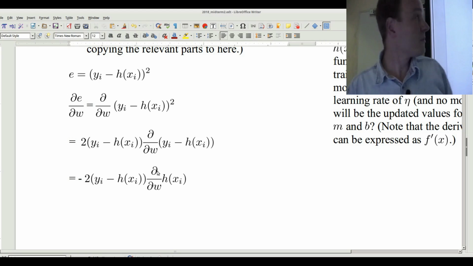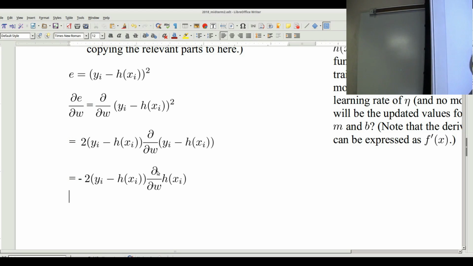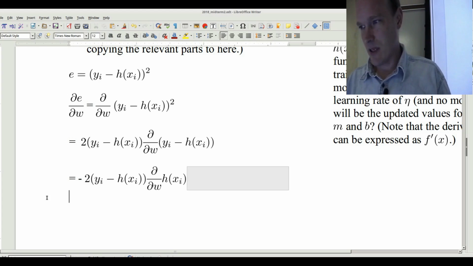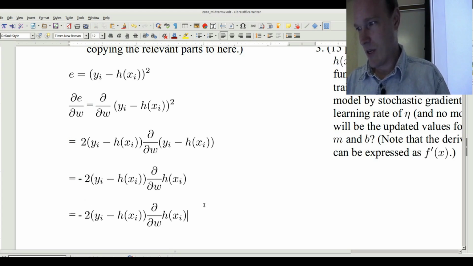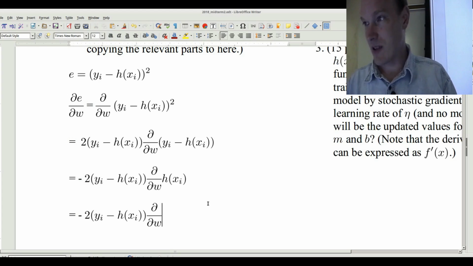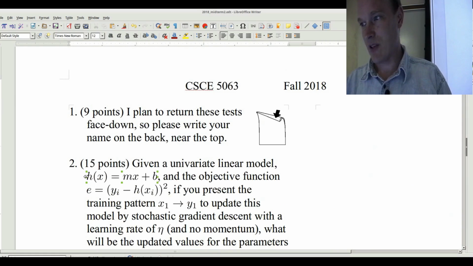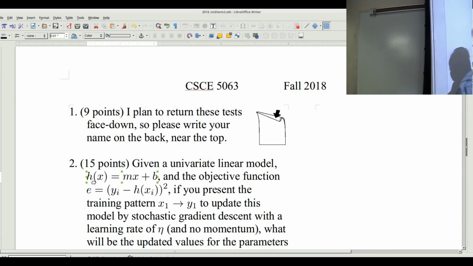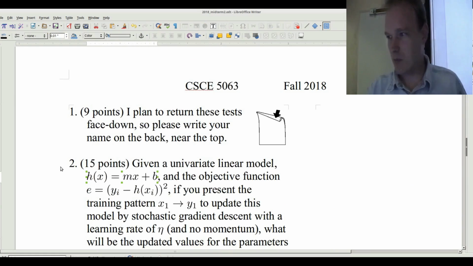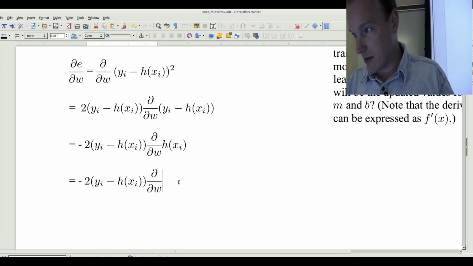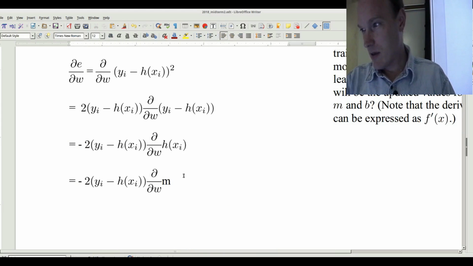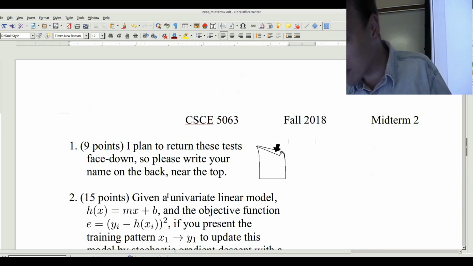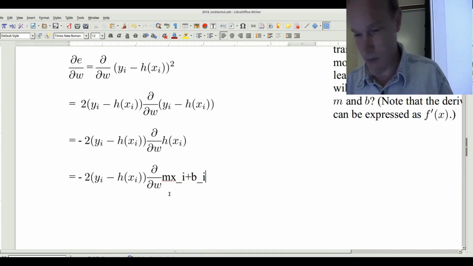Now, how do we take the partial derivative with respect to w of a hypothesis of x? Short answer is you can't. So we have to expand h sub x. What is h sub x? We happen to have this equation right here. h of x is the same as mx plus b. So I'm going to expand that. And right here, m times x sub i plus b. Is that what it was? Oh, it's just mx plus b.